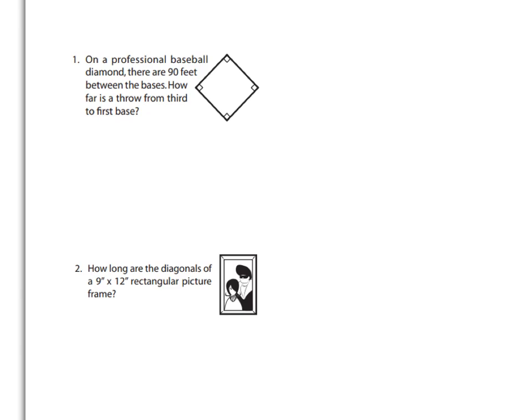Everyone. Today we're going to be working on solving these problems with the Pythagorean theorem. And I know I went over the first one in class, but I'll do it quickly again. Remember that each side is 90 feet, and we're trying to solve for this distance across, throwing from third to first base. So we're going to call that C because that's the hypotenuse.